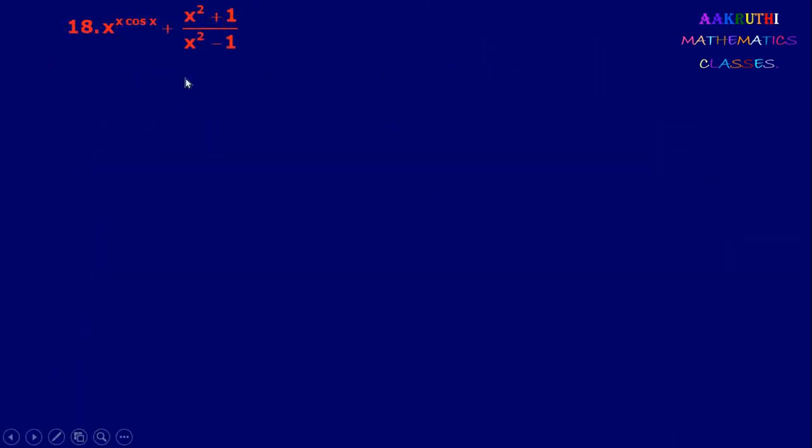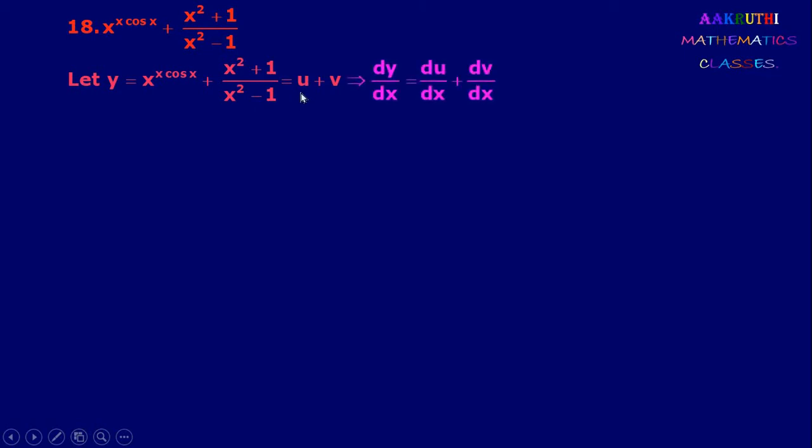So next problem, it is x to the power x cos x plus x square plus 1 divided by x square minus 1. Take y equal to x to the power x cos x plus x square plus 1 by x square minus 1. Here also applying log on both sides directly, it is not possible. So take y equal to u plus v. And u value is x to the power x cos x and v value is x square plus 1 by x square minus 1. When we differentiate this, we get dy by dx equal to du by dx plus dv by dx. Now first we find du by dx.